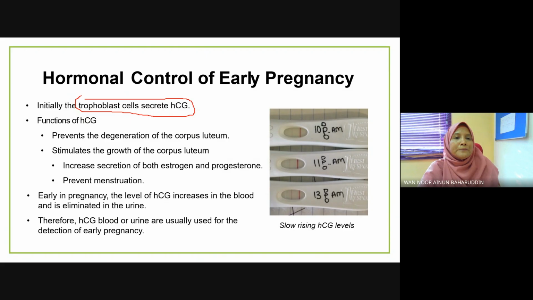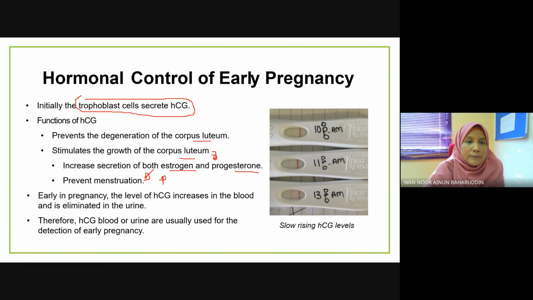For what does the hormone work? To prevent degeneration of the corpus luteum. So the corpus luteum will be there, stimulating the growth of the corpus luteum. From the corpus luteum, it can increase the secretion of estrogen and progesterone, and prevent any menstruation. If there is menstruation, it means there are higher chances for abortion to occur, if there is a lack of HCG.